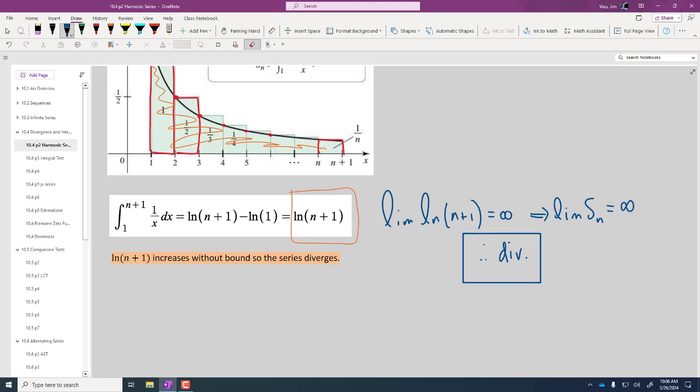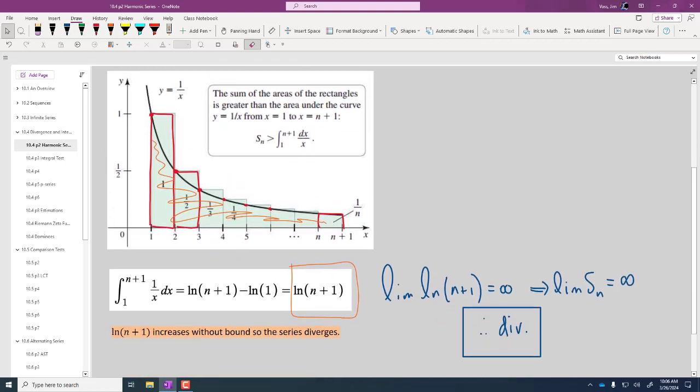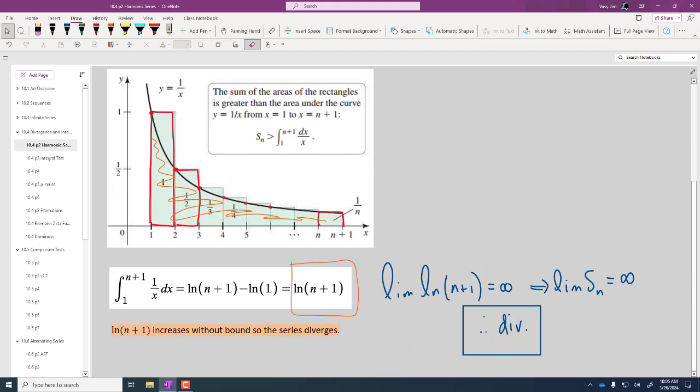So that's our basic approach to finding the sum of a series. We're going to take the limit of S sub n if we can find it. In this case, we couldn't find S sub n, but we found an inequality that told us S sub n is bigger than something we can take the limit of. So next best thing.